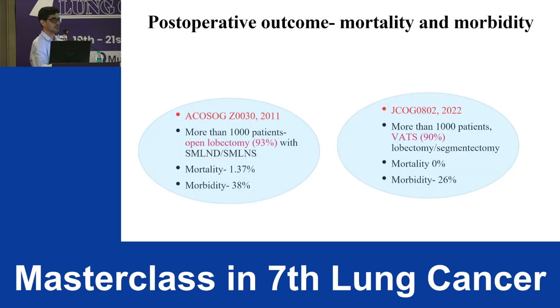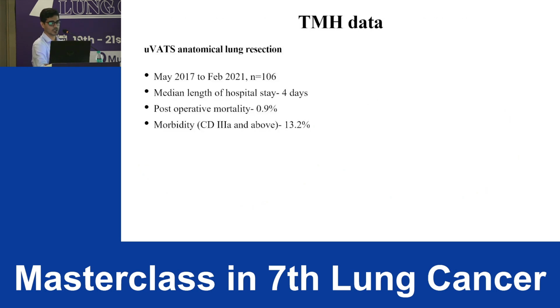We have operated on the patient also, but what is the post-operative outcome? These are the two important randomized control trials. One is from 2011, another one is from 2022. Both had more than 1,000 patients. In the ECOG trial, most of the patients had undergone thoracotomy. They found that post-operative morbidity of all kinds is around 38% with mortality of 1.37. Whereas on the right hand side, JCOG, 90% of patients had undergone minimally invasive surgery. They found that morbidity is 26% with mortality of 0%. What I want to say is that approach doesn't matter. If you operate on the patient, post-operative recovery, morbidity and mortality are acceptable with both minimally invasive or thoracotomy approach.